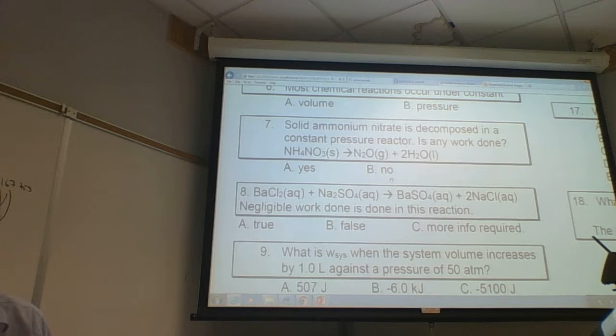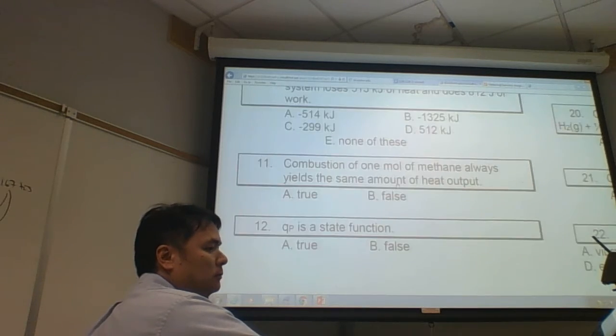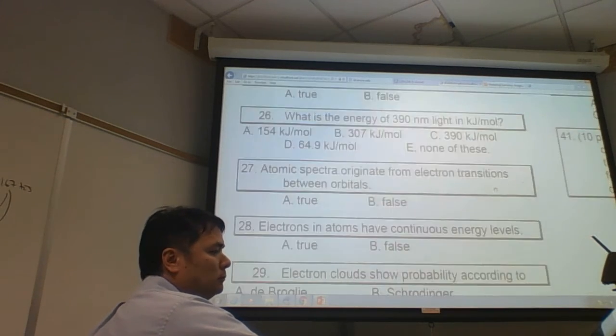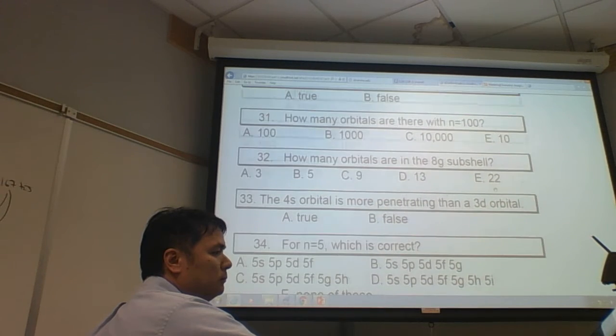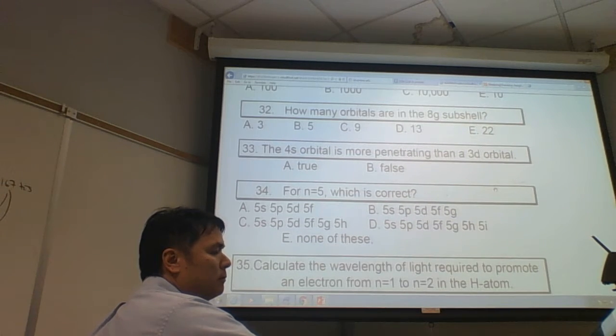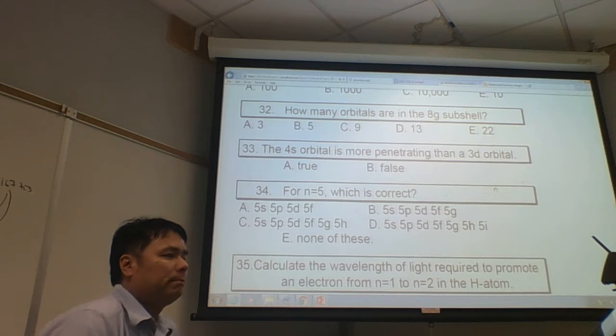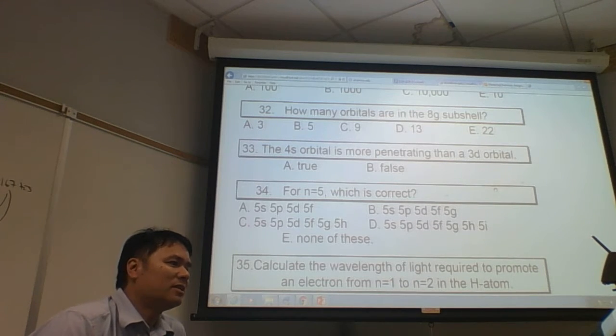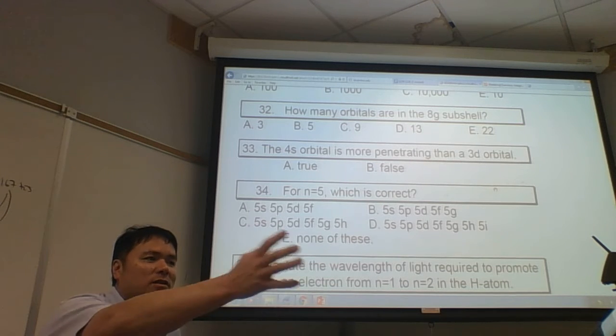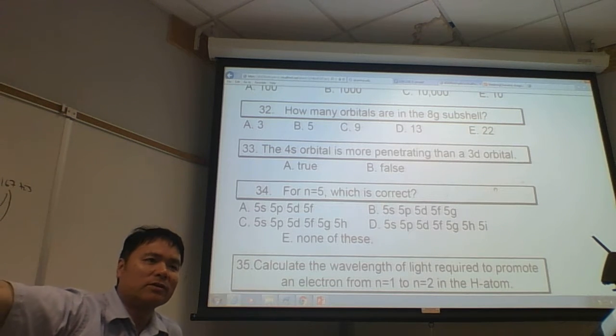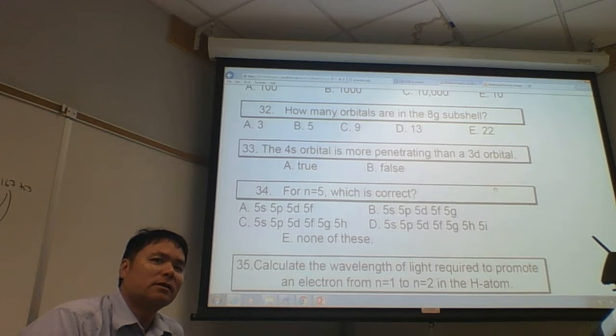All right, other questions? Number 33. The 4s orbital is more penetrating than the 3d orbital. That's tricky because the 3d orbital is much closer, and the 4s orbital is much farther away, as far as terms of effective energy and distance goes. But in terms of energy, they're different.